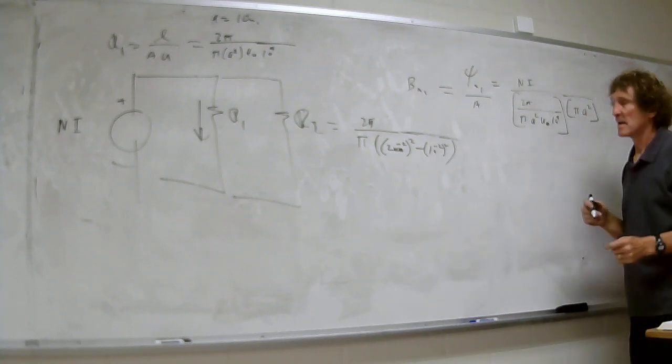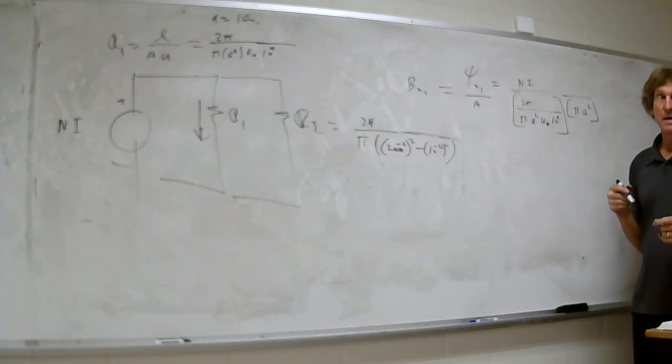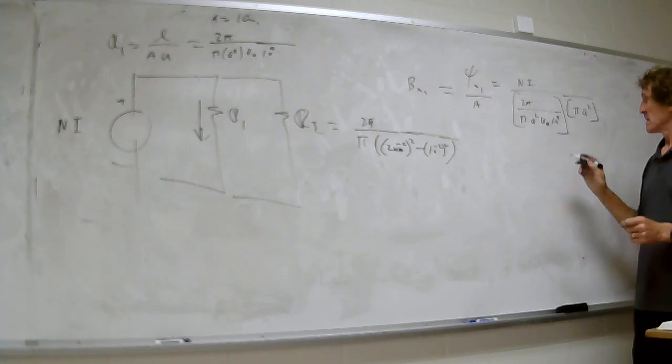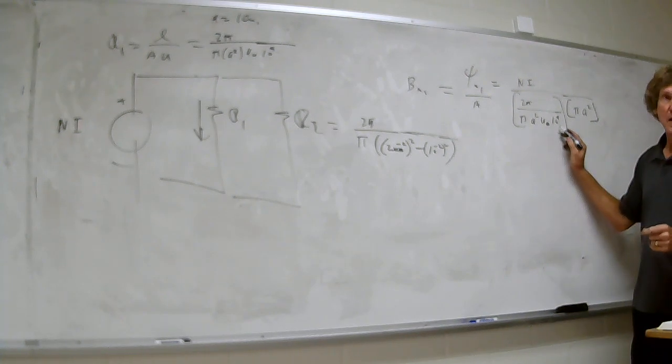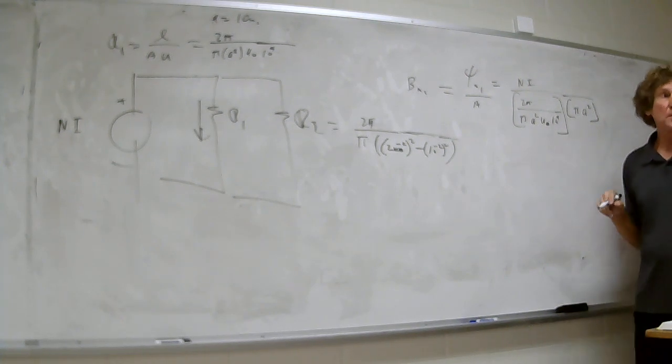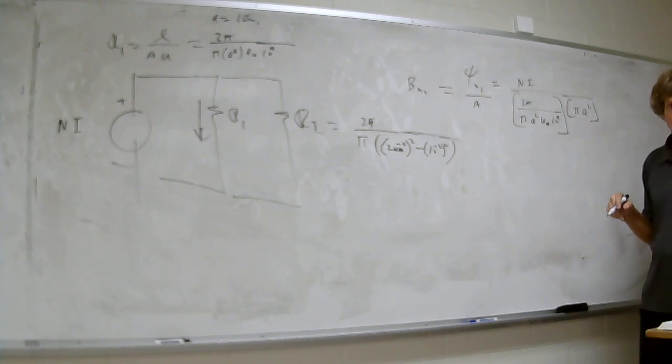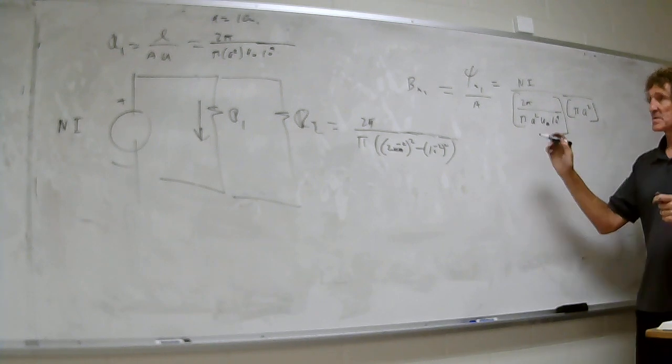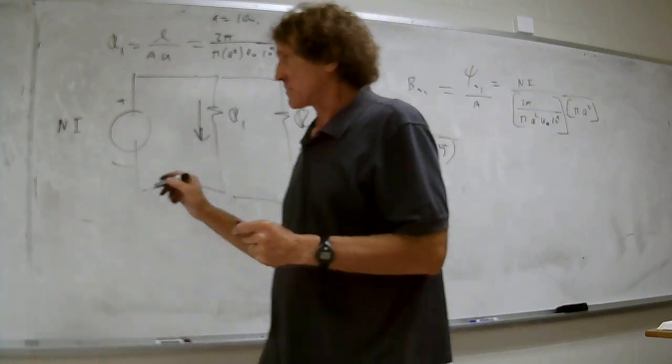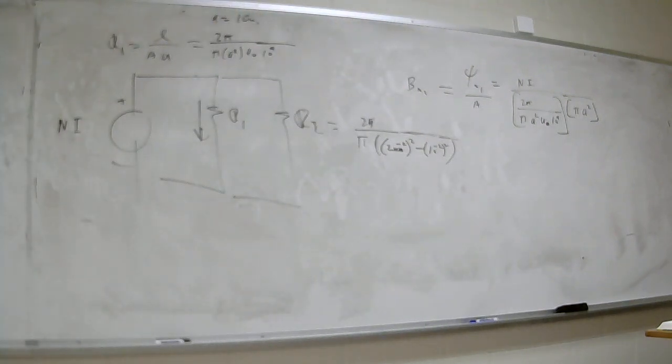Wait. Why? Wouldn't it be mu relative? Because mu relative is 10 to the 4th, that's how you got that. Yeah, I can put mu relative in there if you want, but are you with me on this? Where'd you get that pi a squared? It's the cross-sectional area of the inner one right here. Think about this. This is the area I'm talking about, right? Diameter is 2, so radius is 1 centimeter.